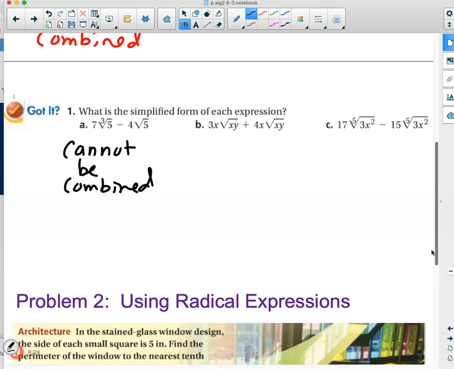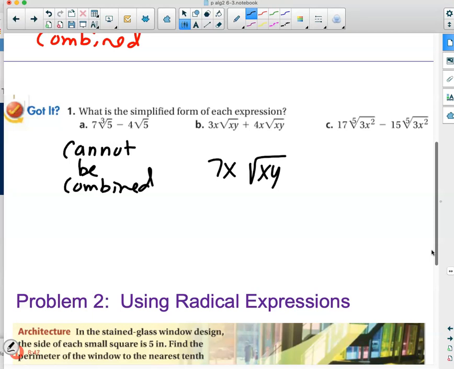Can we do that one? Yes, index and radicand are the same. So again, think of it as a label. What would go in front of the label for this one? 7x. Yeah, 3x plus 4x is 7x. 7x square roots of xy.